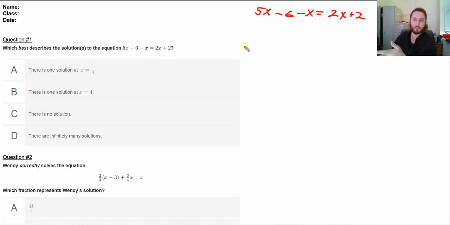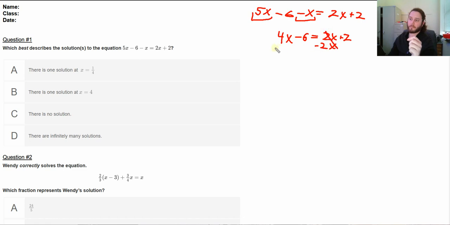All right, so for starters, what you have to do is combine the x's that are on the left-hand side. So 5x minus 1x would give me 4x minus 6 equals 2x plus 2. From here, I'm going to subtract 2x from both sides of the equation, which leaves me with 2x minus 6 on the left and a positive 2 on the right.